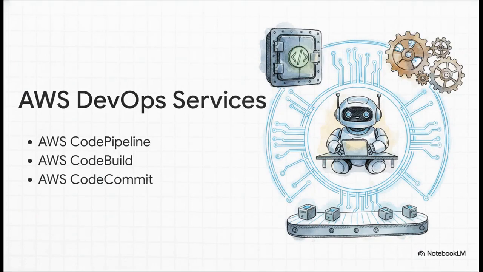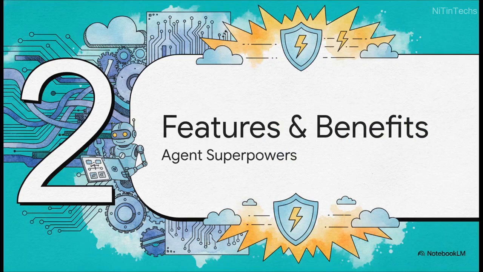Now, crucially, this agent doesn't work in isolation. It's actually a key player within the broader AWS DevOps services family. Think of it like a highly coordinated sports team. You've got AWS CodeCommit for securely storing your source code, AWS CodeBuild for compiling that code and running tests, and AWS CodePipeline for orchestrating the entire release process. The DevOps agent sits right in the middle of this ecosystem. It communicates flawlessly with these native services to give you a complete, end-to-end DevOps solution, which literally eliminates unnecessary integration overhead.